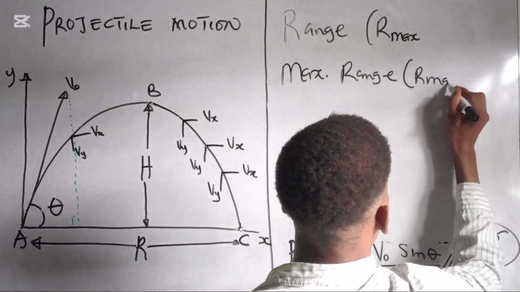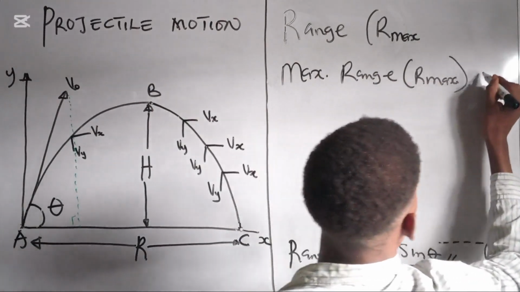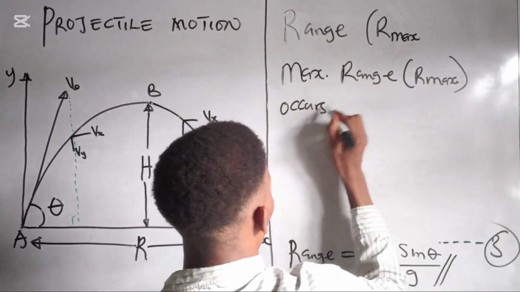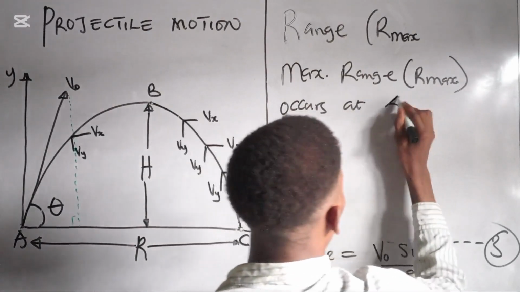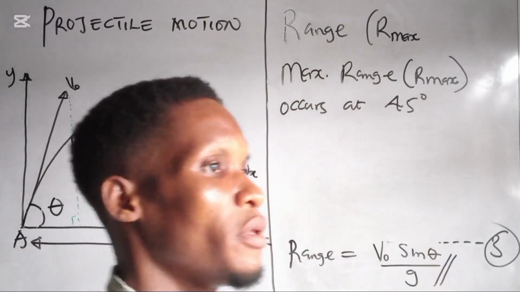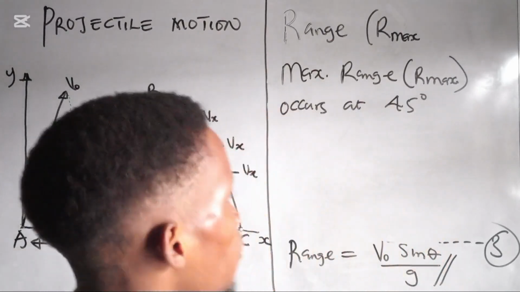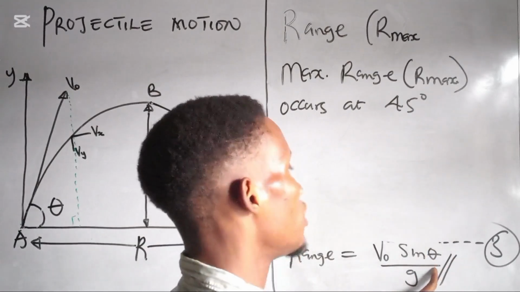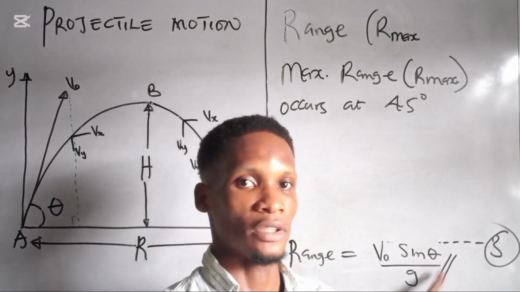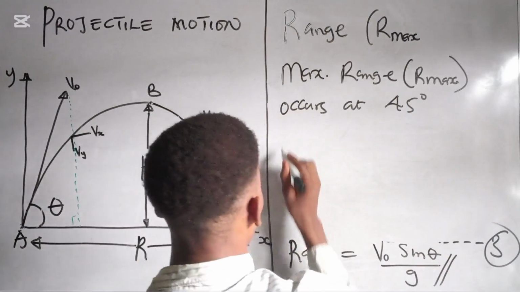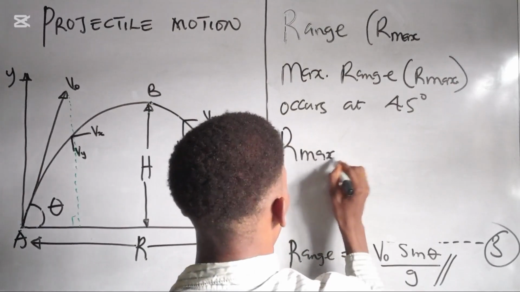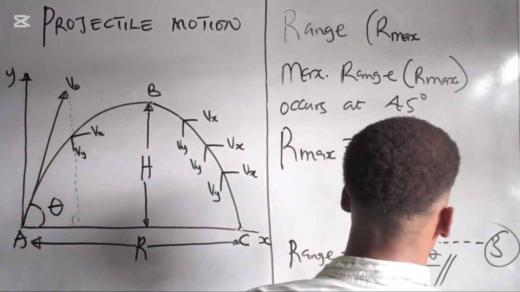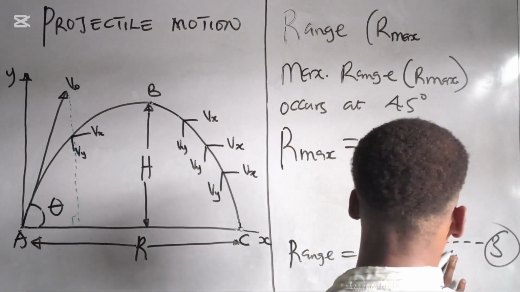Okay, so the maximum range R max occurs at 45 degrees, being the angle. If that is the case now, what we need to do is to substitute the value of theta, being 45, into the equation of range to get our maximum range. And if we do that, we'll have that our R max is going to give us V naught squared, then sine. Sorry, this is sine 2 theta.